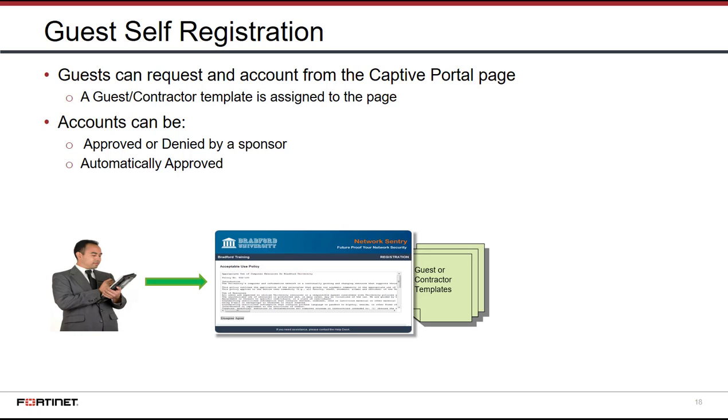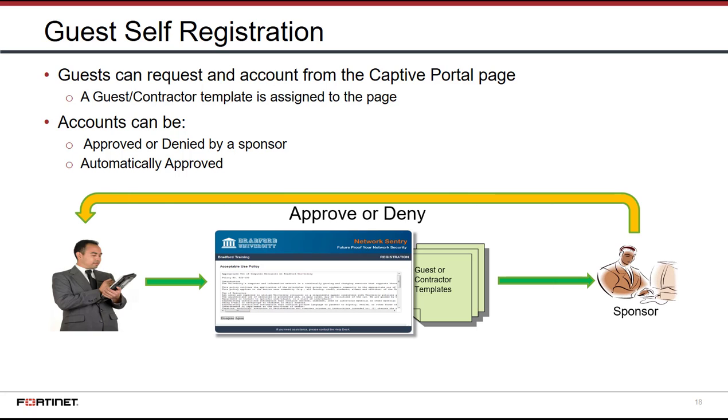The guests themselves fill in all the required information to build their own account. Now what happens next, once they finish creating the account and submit it, is there are two possible ways we can handle that account. First, we can have that account request sent off to a sponsor, and that sponsor can approve or deny the guest request. Or we can have the FortiNAC automatically approve the guest account. That is the default. By default, the account is automatically created and approved, but it's a very simple process to turn on the sponsor approval requirement.